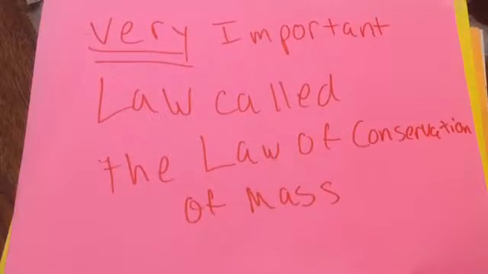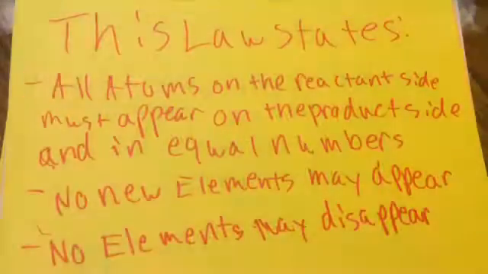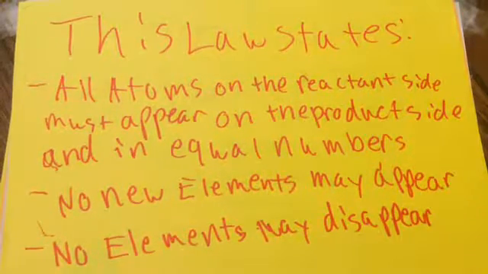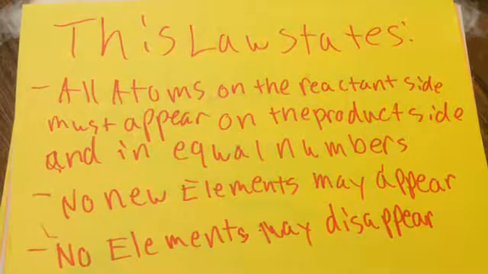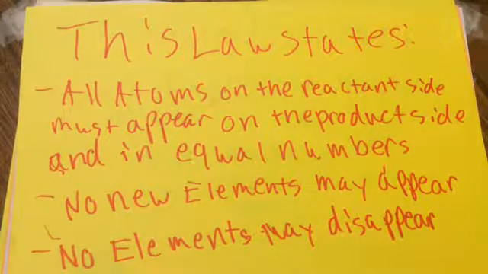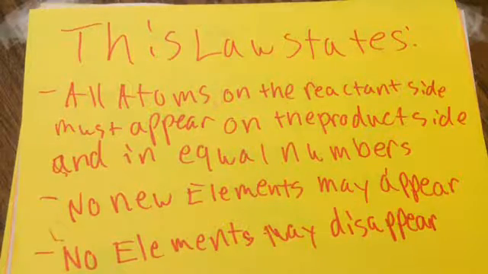Well, there's this very important law called the law of conservation of mass, and this law states all atoms on the reactant side must appear on the product side and in equal numbers. So just like in math, what you do on one side of the equation, you have to do on the other side. Next one is no new elements may appear. You can't add any elements that were in the original equation.